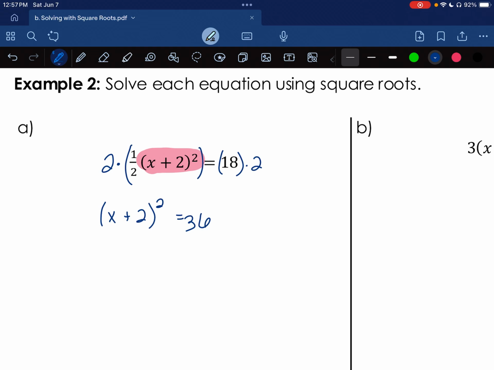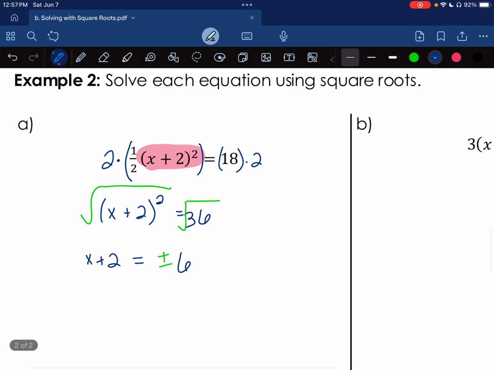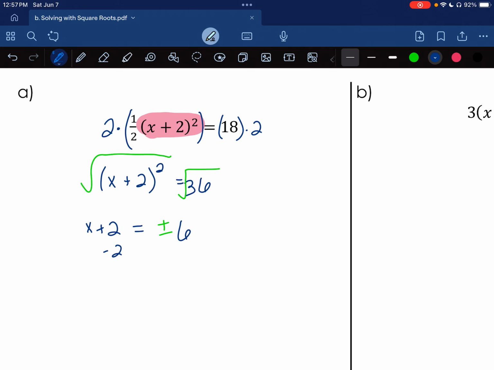And now I'm going to square root both sides. And I'll have x plus 2, well, I don't need the parentheses anymore, is equal to plus or minus, can't forget about that, 6. All right, now this is our first one where x still isn't solved for, so I'm going to have to subtract 2 from both sides. So we have x is equal to negative 2 plus or minus 6.